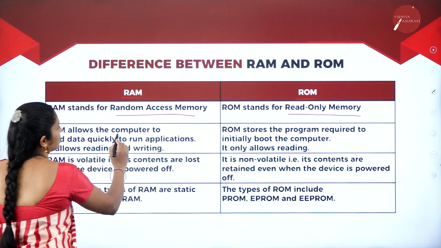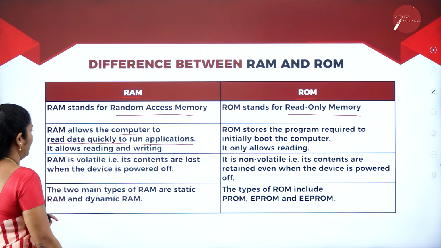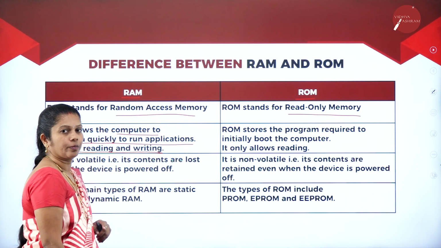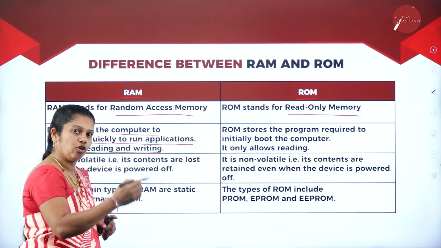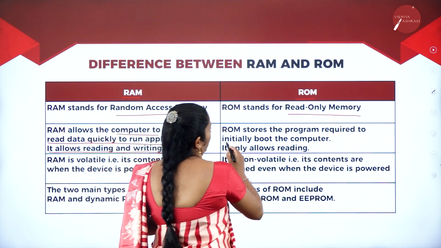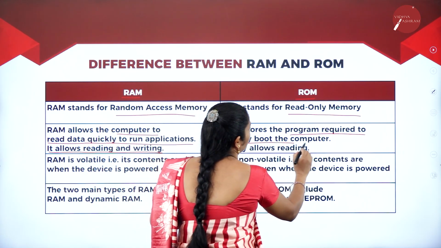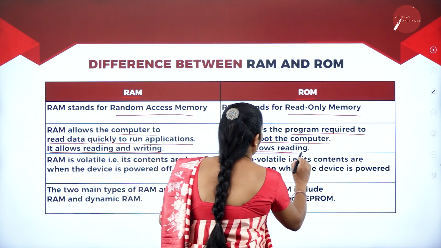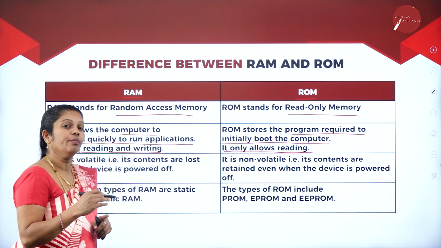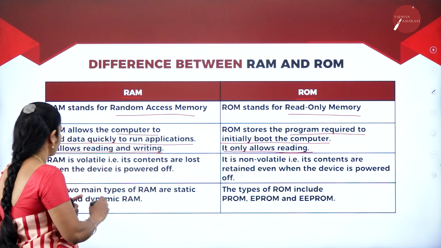RAM allows the computer to read data quickly to run applications, and it allows reading and writing also. It helps to perform both read operation as well as write operation. Whereas ROM stores the program required to initially boot the computer, and it allows only reading. We can only perform read operation, but we are not able to perform write operation.